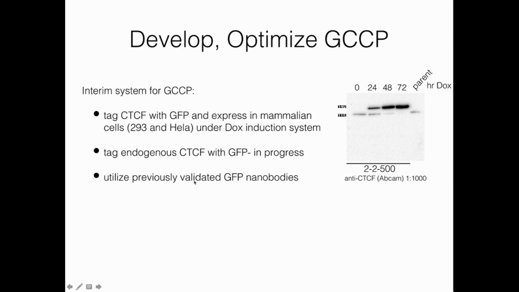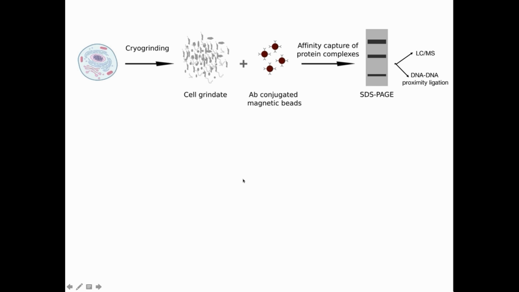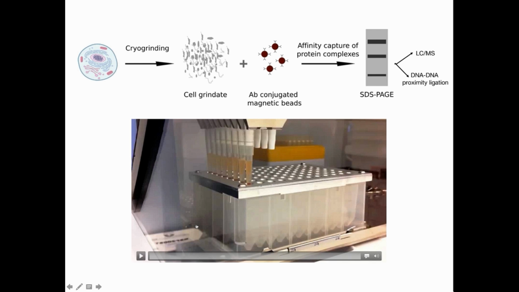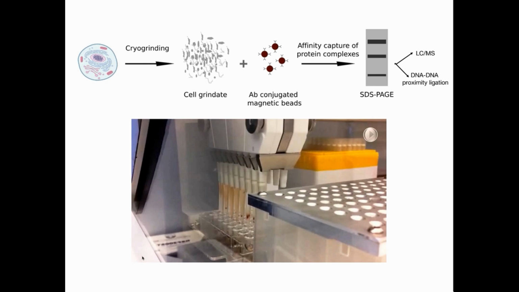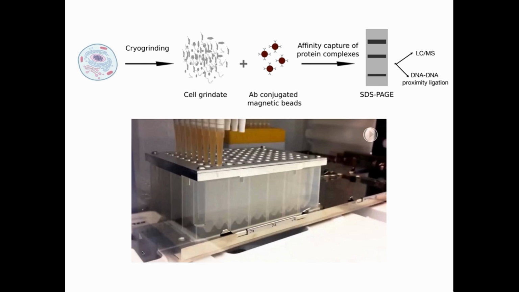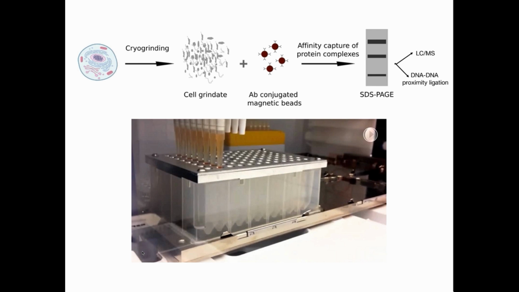And so on this next slide, we use this cellular grindate. We can add various lysis buffers to optimize the extraction of the CTCF protein in complex with DNA. We add antibody that's been conjugated to magnetic beads, and then we do the affinity capture of these protein complexes. And we can use a robot to facilitate rapid IPs. These IPs are only happening for 15 minutes, and then the machine washes our immunoprecipitations, our captures, very fast and reliably and reproducibly over a 10-minute period.